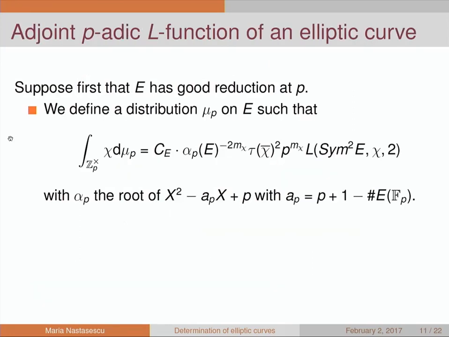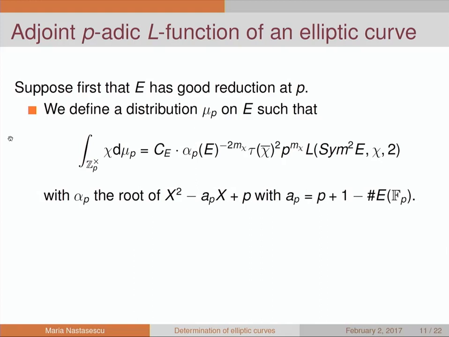Okay, so to define the distributions that I mentioned earlier, as I said, you interpolate the values of the complex symmetric square L function of the elliptic curve twisted by all p power characters at this special value 2. So it's defined like this. I should say this is in the case when E has good reduction at p.